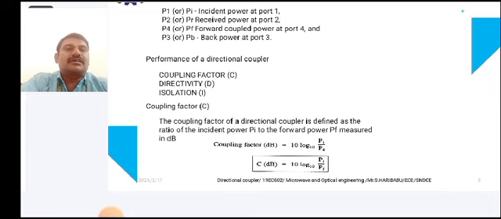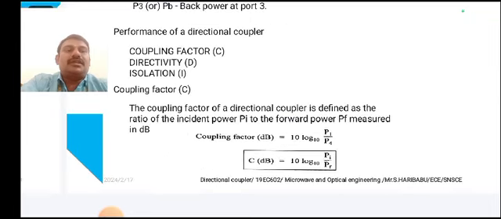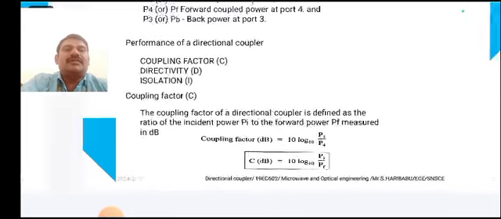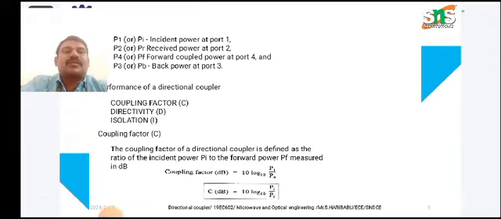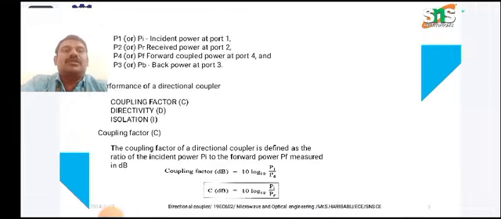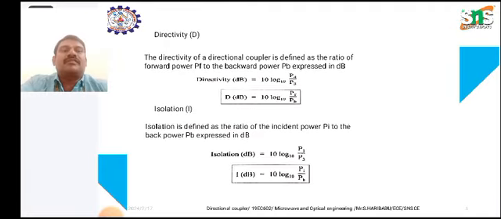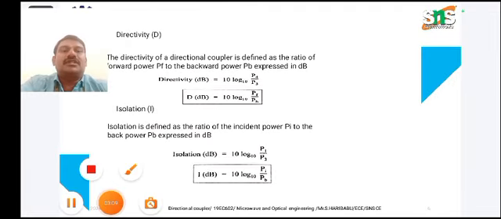The coupling factor for a directional coupler is defined as the ratio of incident power to the forward power, measured in dB. So C is equal to 10 log10 of Pi by P4, that is Pi by Pf, incident by forward. Pi is port 1 and P4 is port 4, mentioned here. Whereas in directivity, we are seeing about the things.